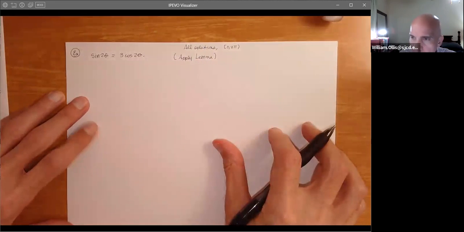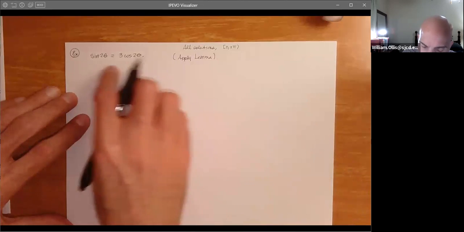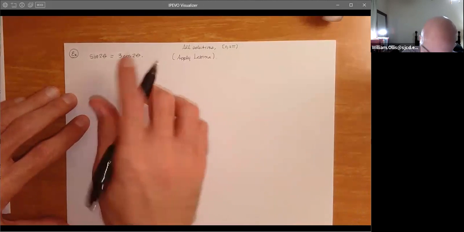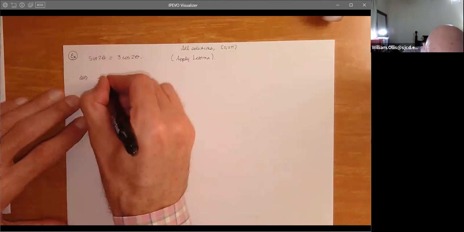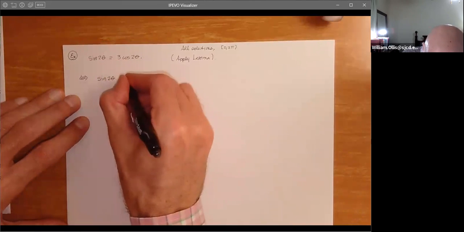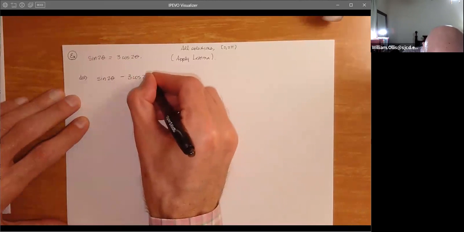We love the ones that have all the nice quadratics. They're easy to do. That's like doing college algebra. But this requires us to know our trigonometry. So if and only if sine of 2 theta minus 3 cosine 2 theta equals 0.